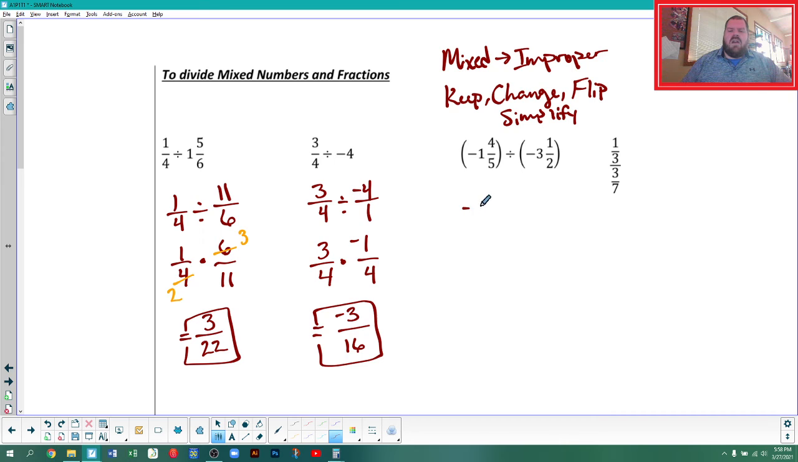Let's see, this one we have a negative. It's going to be over 5. 5 times 1 is 5, plus 4 is 9. Divided by, this is a negative, it'll be over 2. 3 times 2 is 6, plus 1 is 7. So I have -9/5 divided by -7/2. We're going to keep the first one, change the operation, and flip the second one.